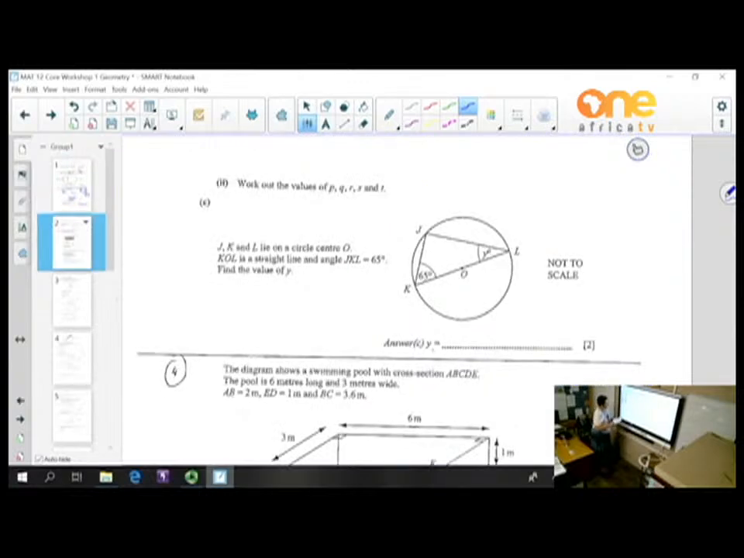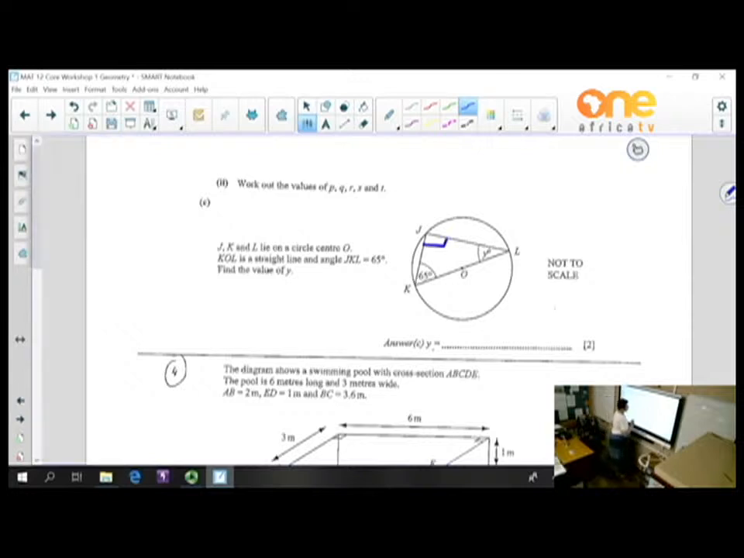Right, the second one, we've already done that now. There's a circle. What do you know about a circle? We know that the angle in a semicircle is 90 degrees. So this is a triangle then. So these two must also add up to 90 degrees. And that gives me 90 minus 65, which is 25 degrees.